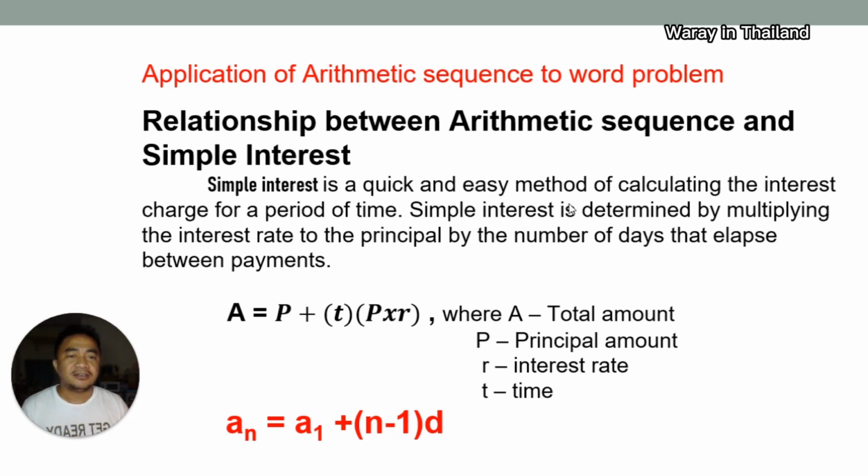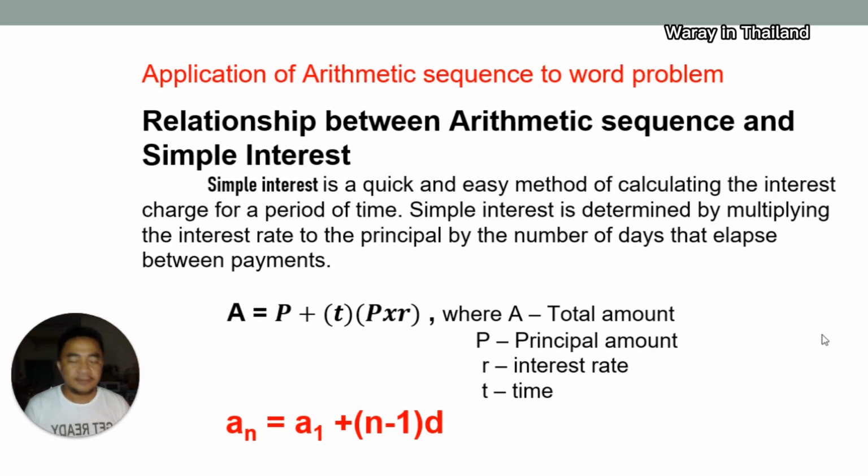and easy method of calculating the interest charged for a period of time. Simple interest is determined by multiplying the interest rate by the principal by the number of days that elapse between payments. Meaning we calculate the interest by the total amount of time. If there would be 2 years, then for 2 years. If 3 years, then 3 years. That's how it's called simple.